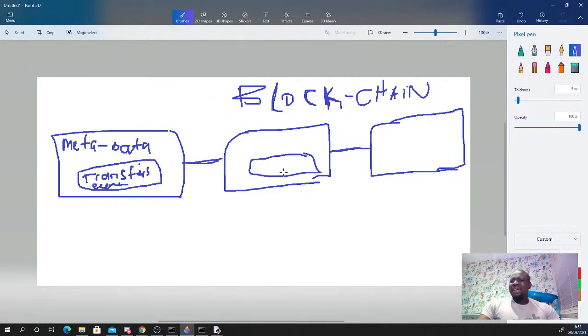But this is simple, right? This is easy. No, it can't be as simple as this. Yes, you're right.